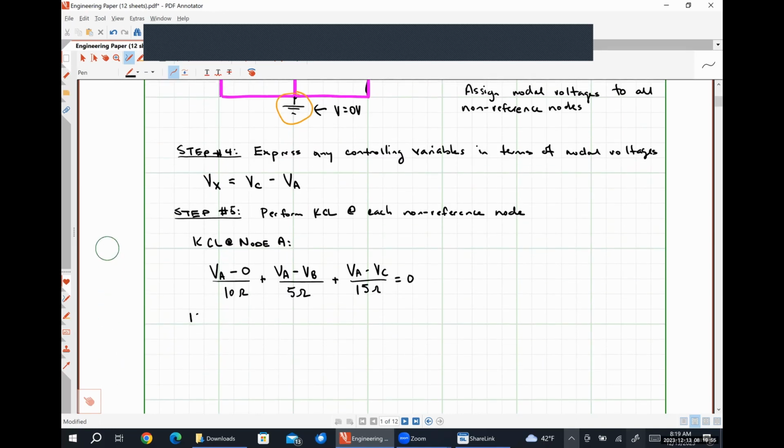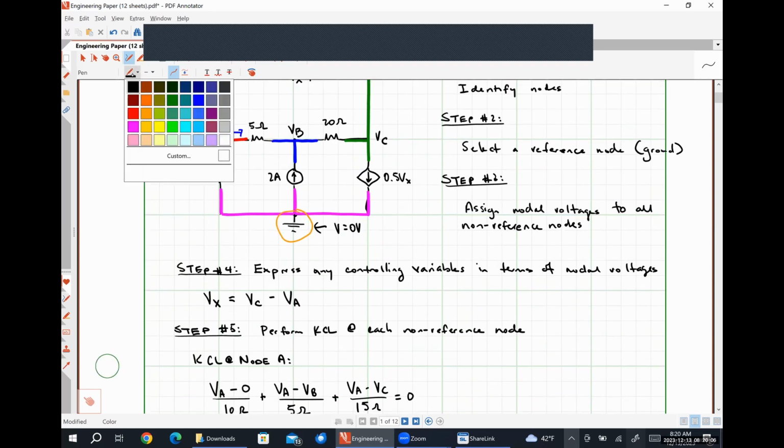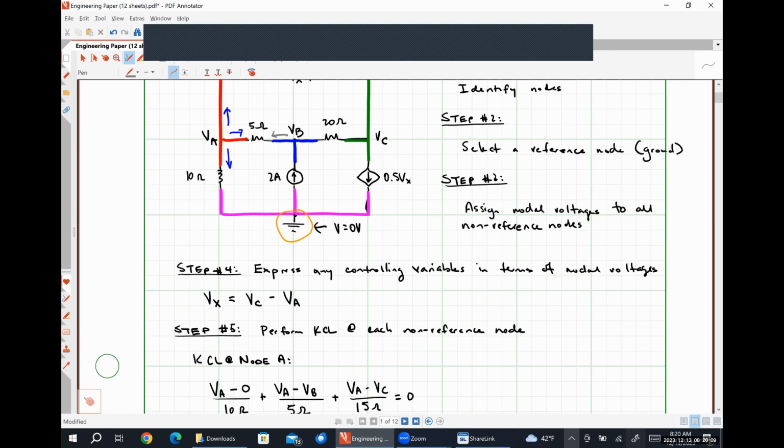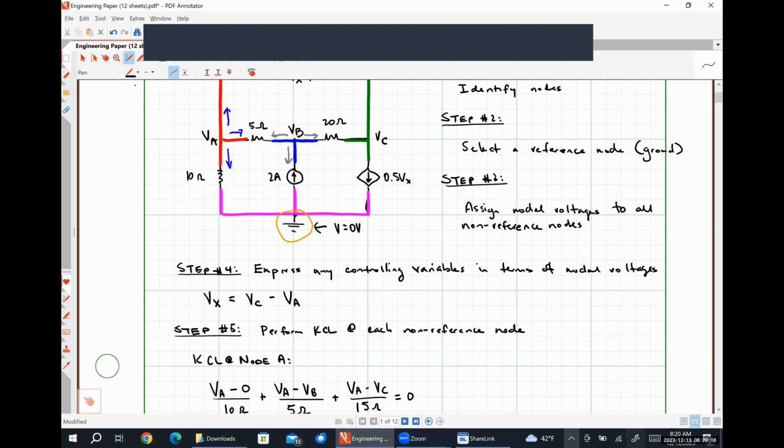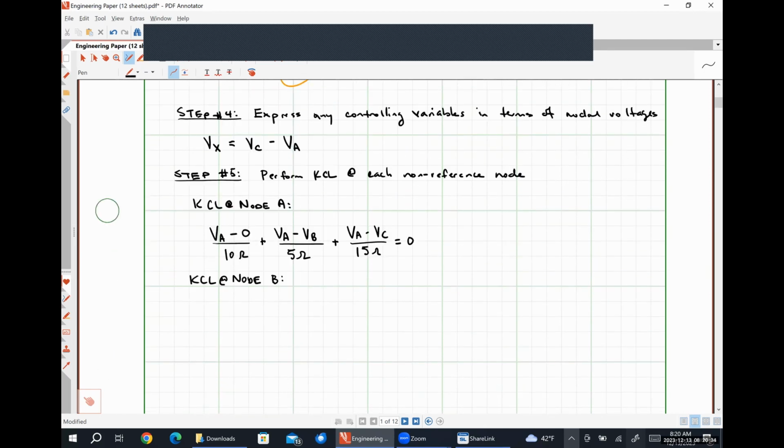So now let's do KCL at node B. At node B, I'm going to have this current flowing to the left, this current flowing down, and this current flowing to the right. We're going to add those three together, set them equal to 0. Brandon, could you please tell me what the current flowing to the left through the 5 ohm resistor is? VB minus VA over 5 ohms. Absolutely correct.